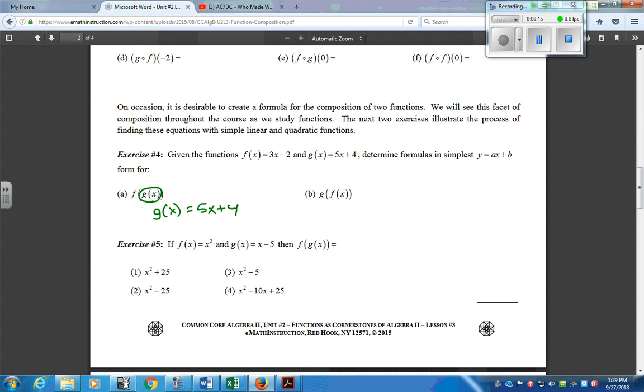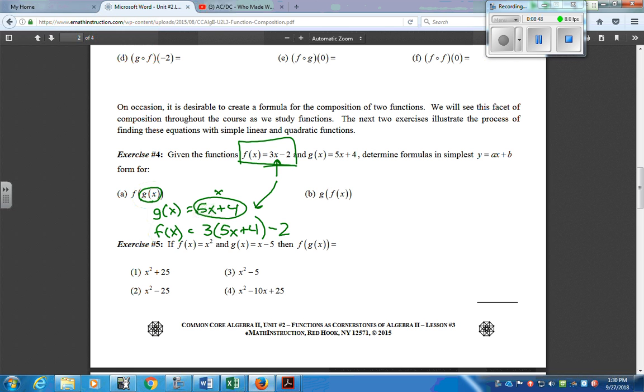But then what they want me to do is take this whole thing and stick that into F. So this is going to become my new, shall we say, x. That's going to be my new variable. So if I take F, this rule, and I write this in where the x is, it's going to look like this. So here's the rule I started with. I took the x out, and they wanted me to put the rule in.